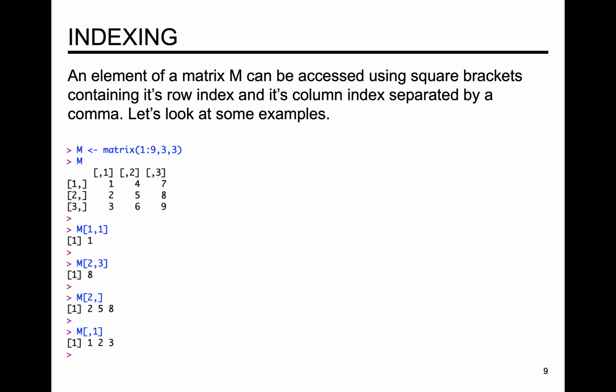I then type M square bracket 2, 3, which refers to the element in the second row and third column, which is the element 8. I then type M square bracket 2 comma, which just refers to the second row of the matrix. I then type M square bracket comma 1, which refers to the first column of the matrix.